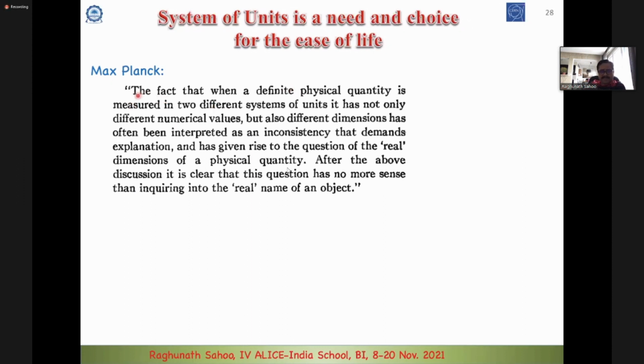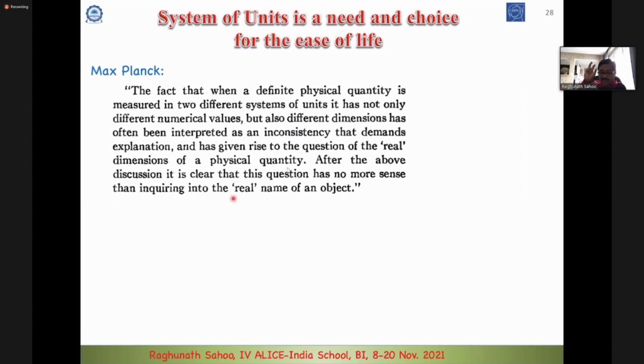Max Planck says in one of his famous books on electromagnetism: the fact that when a definite physical quantity is measured in two different systems of units, it has not only different numerical values but also different dimensions, has often been interpreted as an inconsistency that demands explanation and has given rise to the question of the real dimension of a physical quantity. If you ask about the real dimension of a physical quantity, there is no definite answer. After the above discussion, it is clear that this question has no more sense than inquiring into the real name of an object.